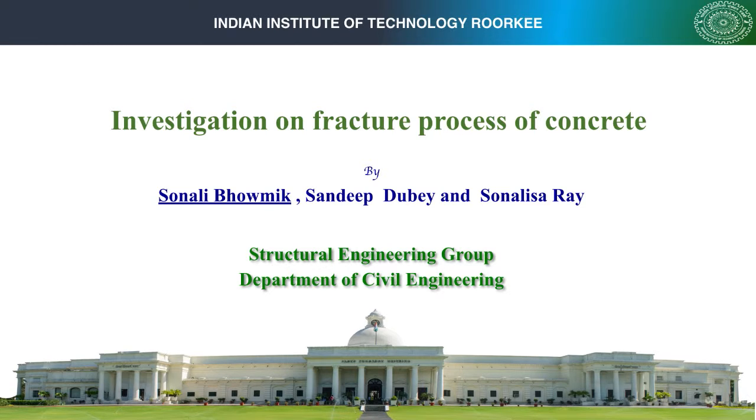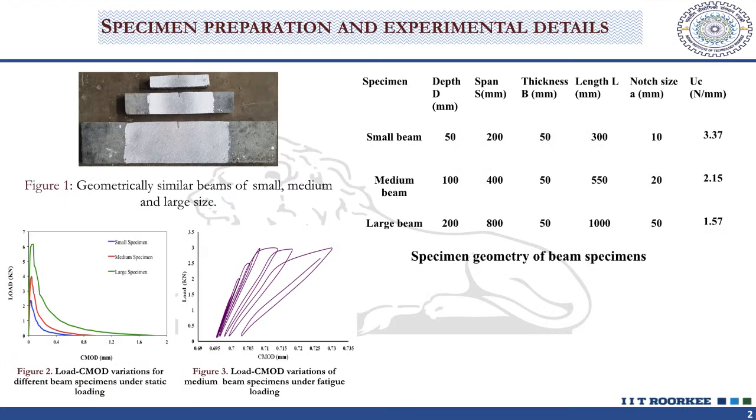This presentation is about investigation on fracture processes of concrete. A new methodology has been developed using DIC to estimate the tip of the effective crack of concrete beams under fatigue and static loading. A series of geometrically similar beams of small, medium, and large sizes under fatigue and static loading has been tested in this study. Further, the critical energy dissipation for small, medium, and large beams under fatigue loading has been calculated.